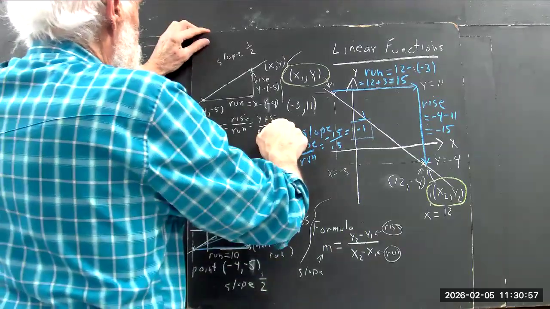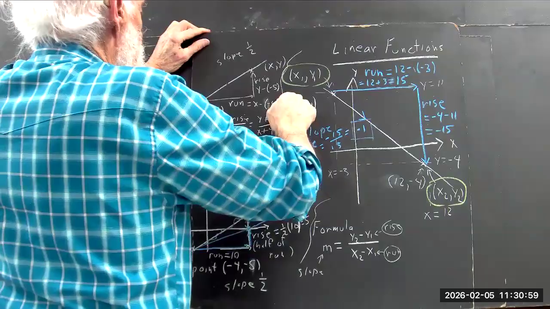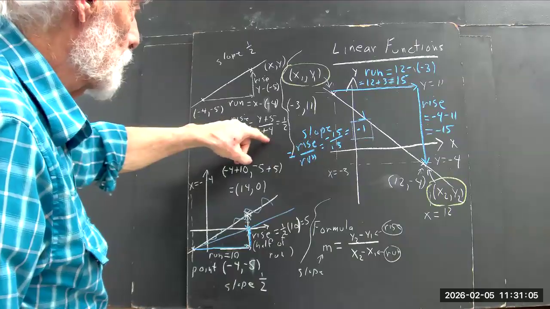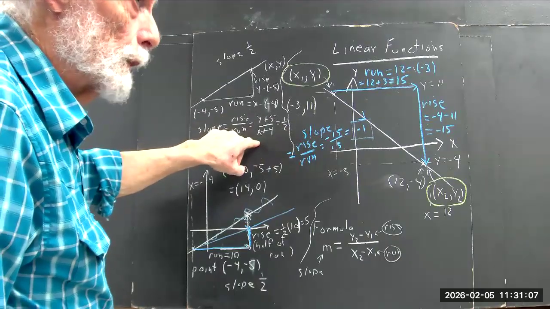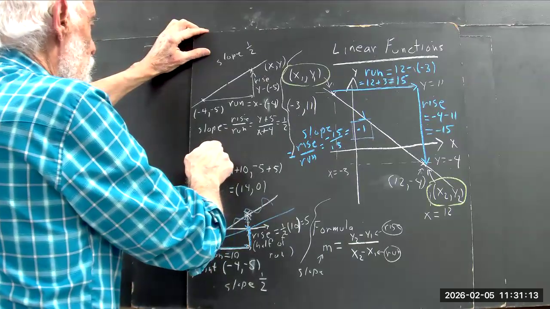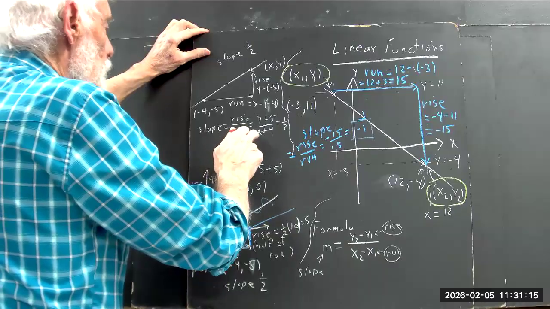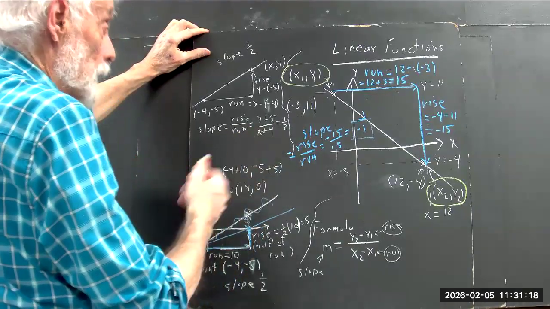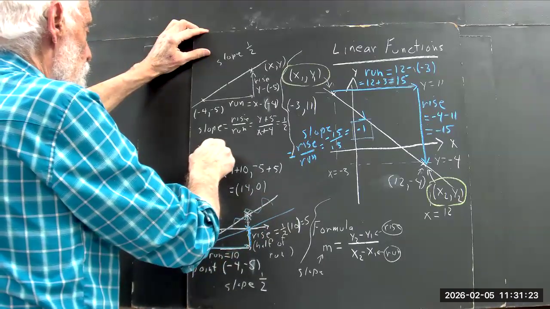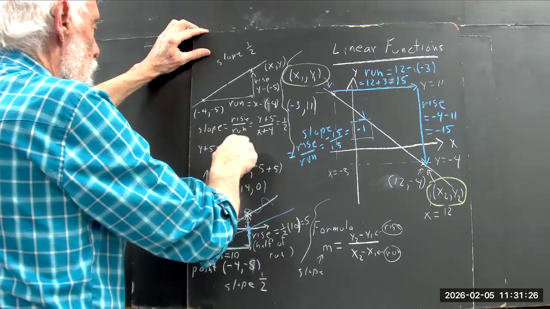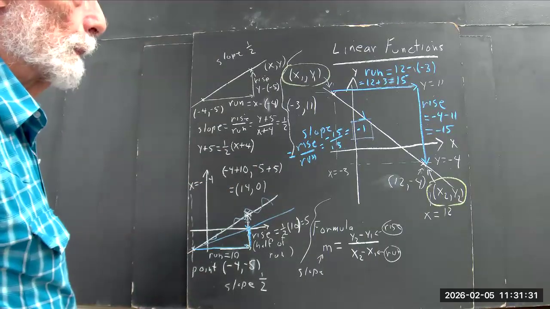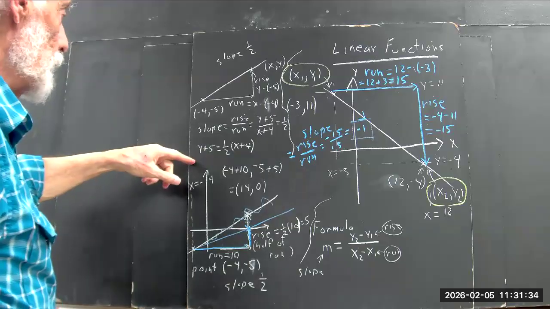The other thing we know about the slope is that it's 1/2. So now we have an equation, y plus 5 over x plus 4 equals 1/2, but we can solve for y. If we multiply both sides of that equation by x plus 4, we're going to get y plus 5 equals 1/2 of x plus 4. We can solve for y.